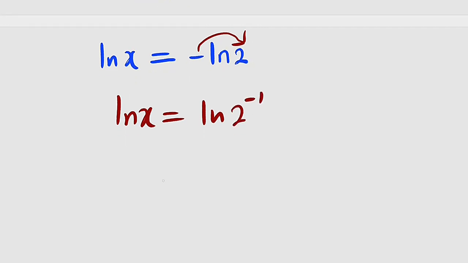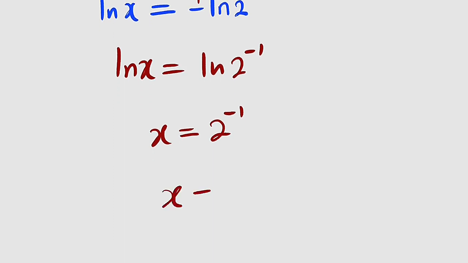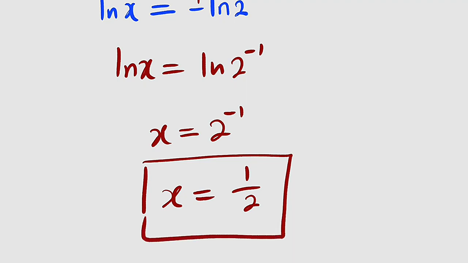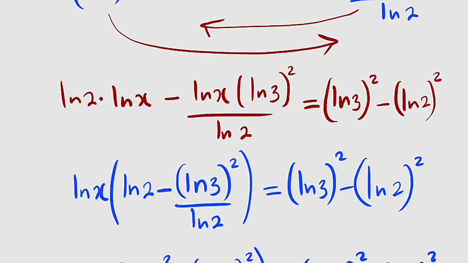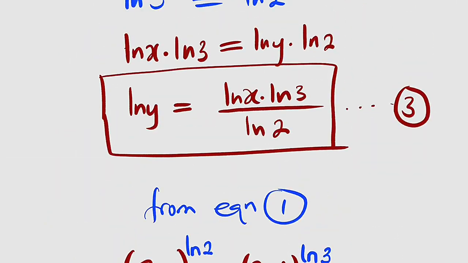The ln's will cancel. It implies that x equals 2 raised to the power of negative 1, which is the same thing as what? 1 divided by 2. Therefore, x is equal to 1 divided by 2. This is the value of x. But we need to find the value of y from equation number 3. This is our equation number 3.